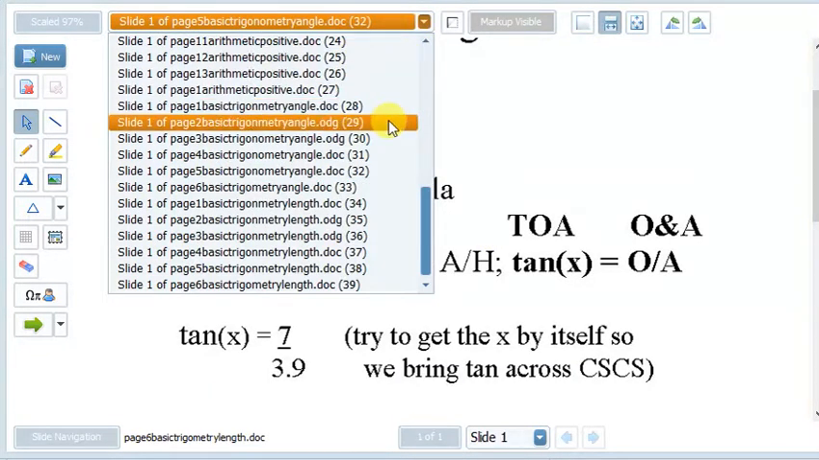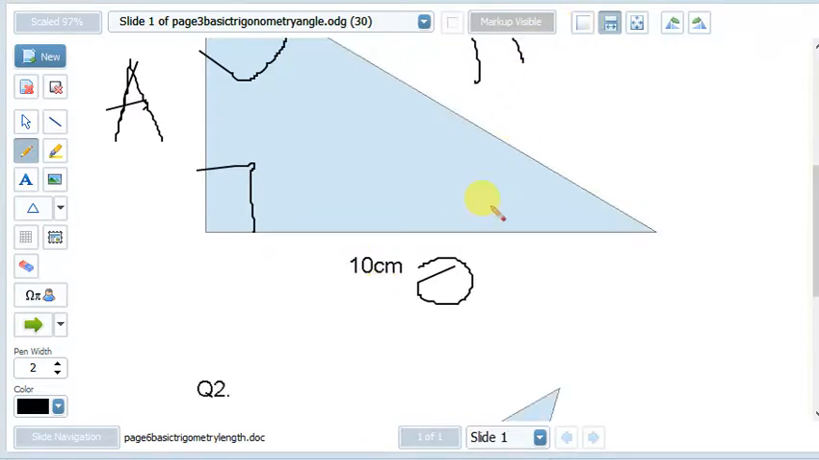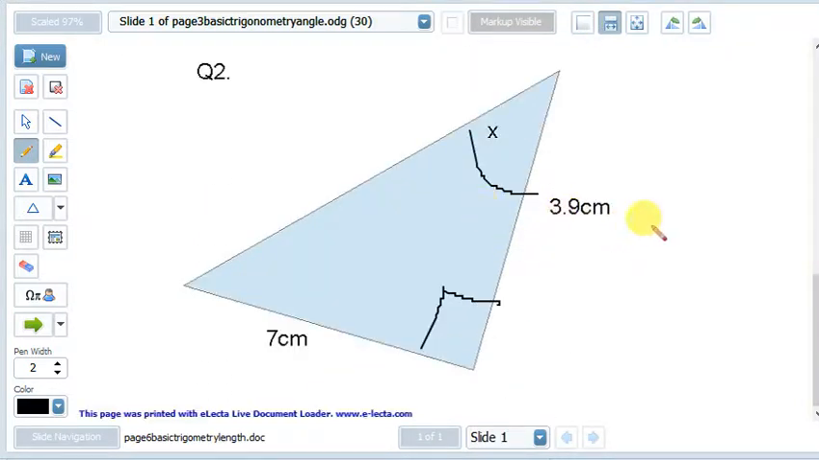And question 2 was, let me just jog my memory. So this was question 2 here. So question 2 was 3.9 centimeters and 7 centimeters. So the first side that we label is the hypotenuse, which is opposite the right angle. Next side that I would label is the side opposite the angle that we're given, which is this one, and then the next one is the adjacent, and that's the one between the right angle and the angle that you're given. Okay, so O is 7 and A is 3.9.